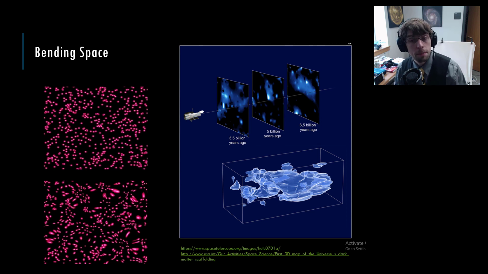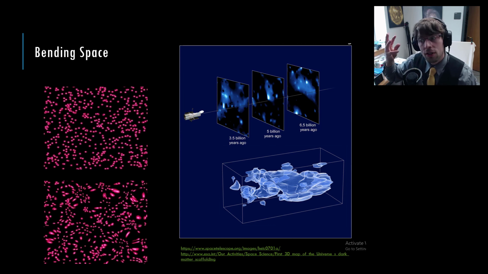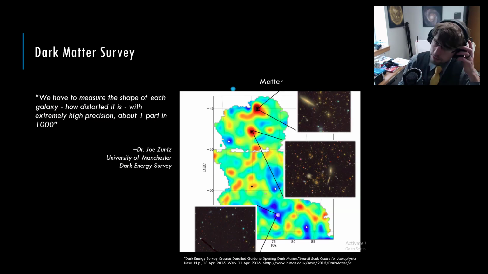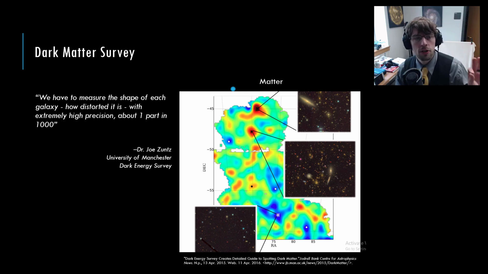We take, for example, Hubble. We collect what the shapes of galaxies look like. And knowing what a spiral galaxy should actually look like, we can reconstruct how much material, gravitational material, is between us and that galaxy. Let me give you a larger survey. Okay? And here's a quote. We have been able to measure the shape of each galaxy, how distorted it is, with extremely high precision, about 1 part in 1,000.